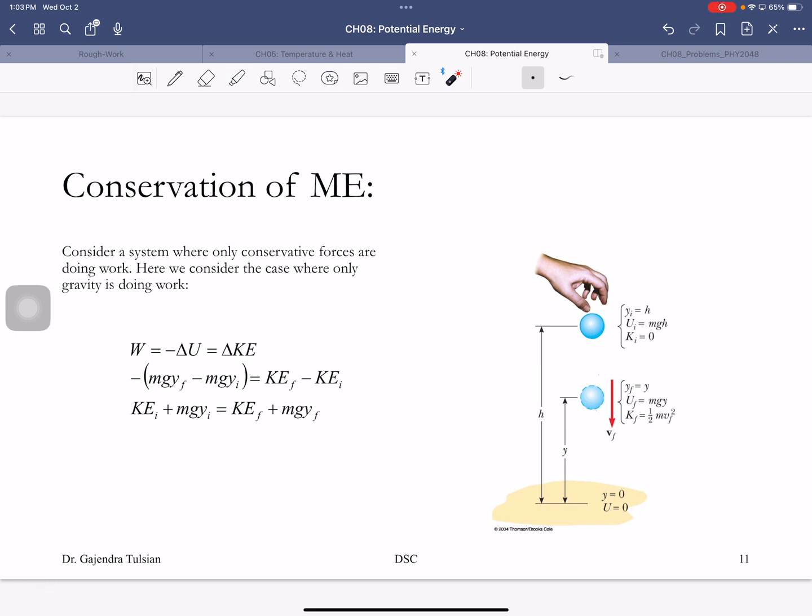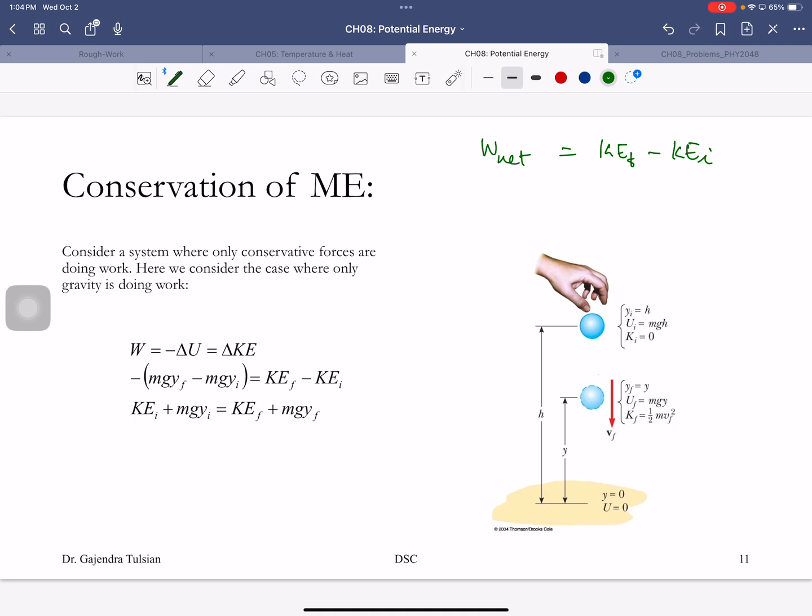All right, so now let's see what this statement means. Conservation of mechanical energy. What does this mean? That mechanical energy is constant throughout the motion of the object, throughout the evolution of the object. Okay, so you saw the work energy theorem. The net work done, that is the work done by all the forces acting on an object, is equal to the change in kinetic energy. So this is a theorem we saw in the previous chapter.